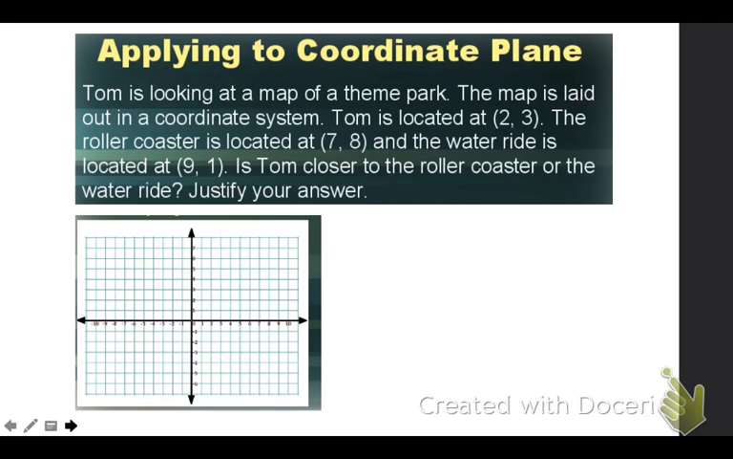So here it is, a few extra steps in here for you, but Tom is looking at a map of a theme park. The map is laid out in a coordinate system. Tom is located at 2-3, the roller coaster is located at 7-8, and the water ride is located at 9-1. Is Tom closer to the roller coaster or the water ride? Justify your answer. So remember, just hit pause and stay on this as long as you need to.